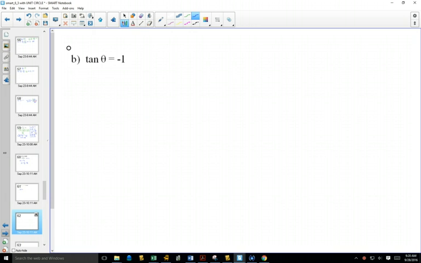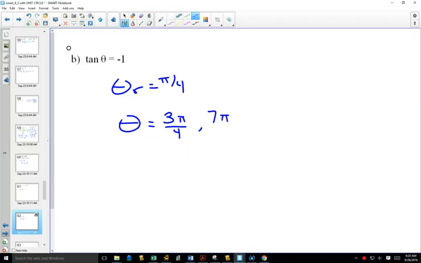Is tan ever equal to 1? What family? 45 degree or pi over 4. So we know that our reference angle is pi over 4. What quadrants is tan negative in? 2 and 4. So in quadrant 2, we'd have 3 pi over 4. And in quadrant 4, we would have 7 pi over 4.